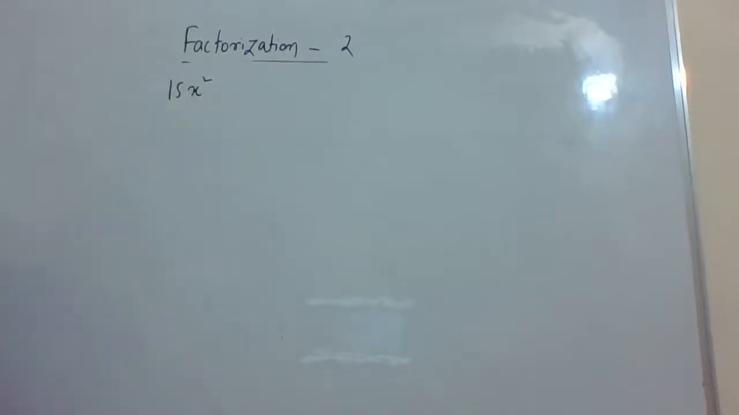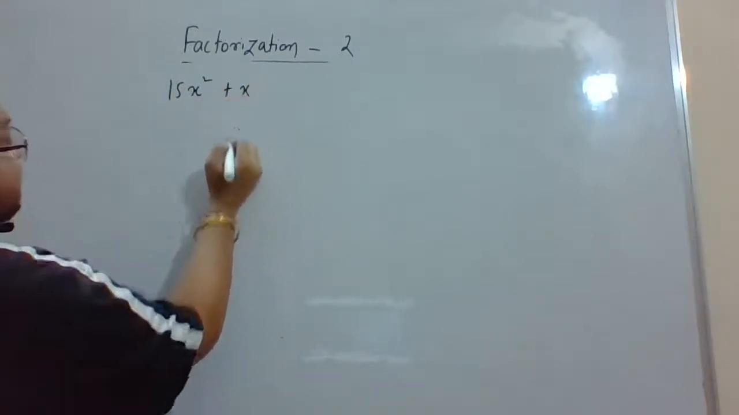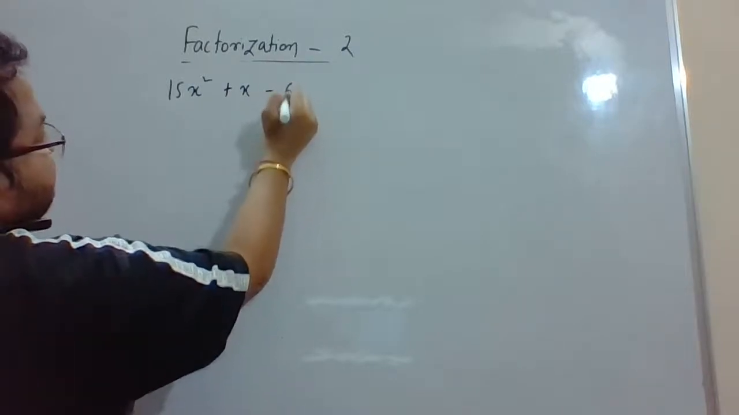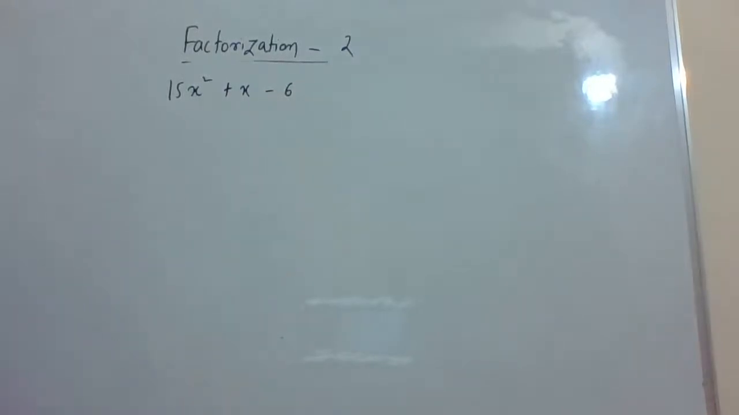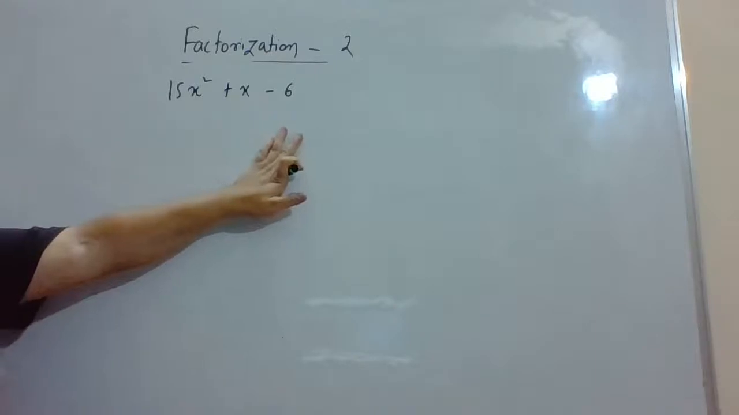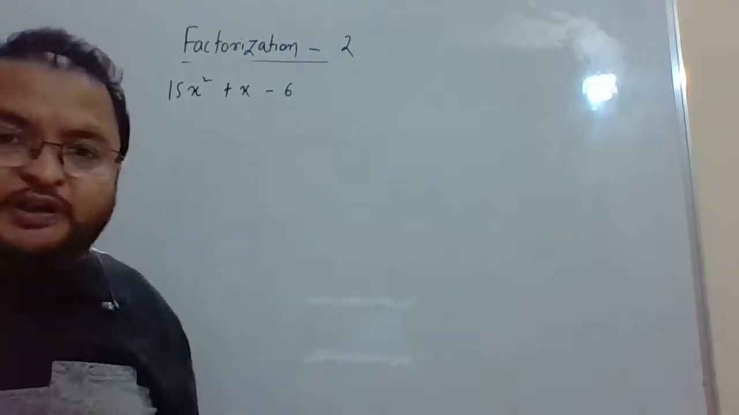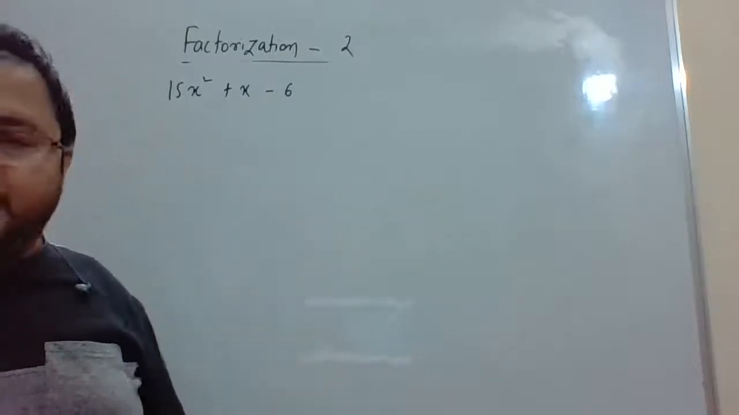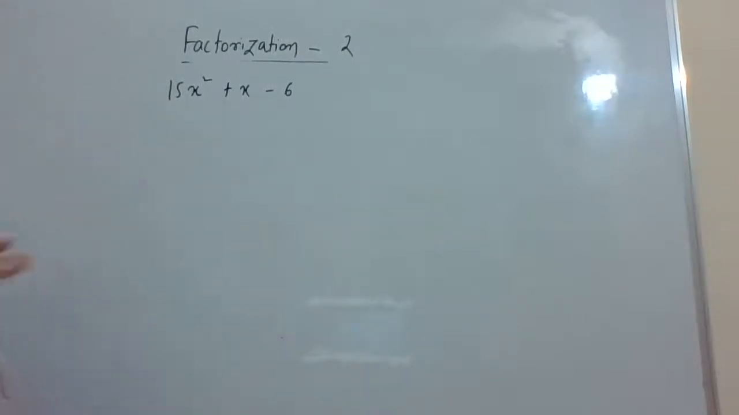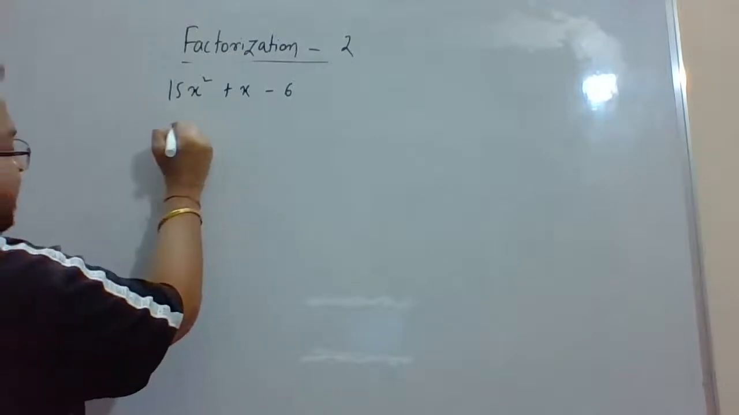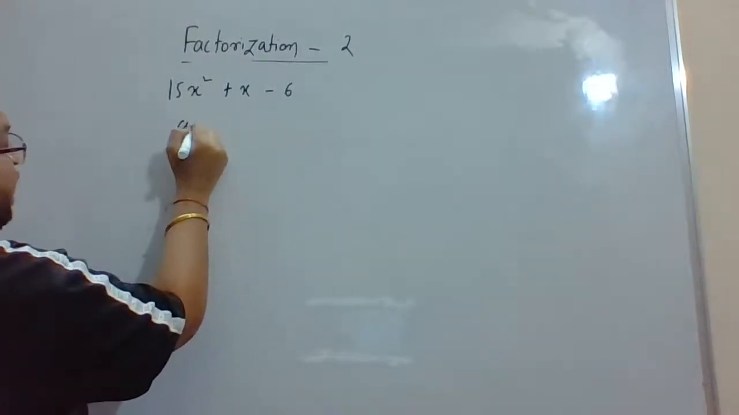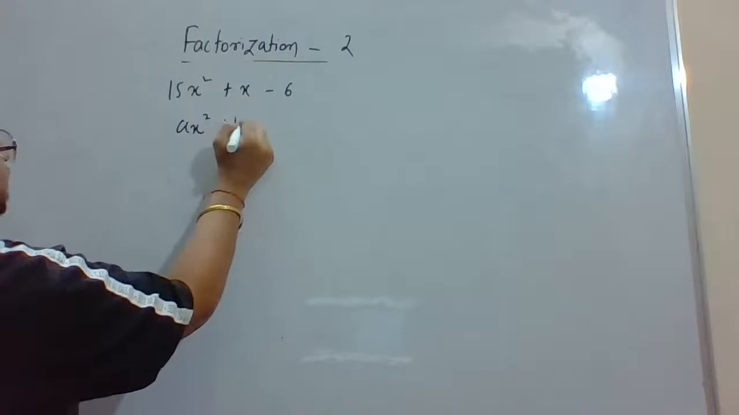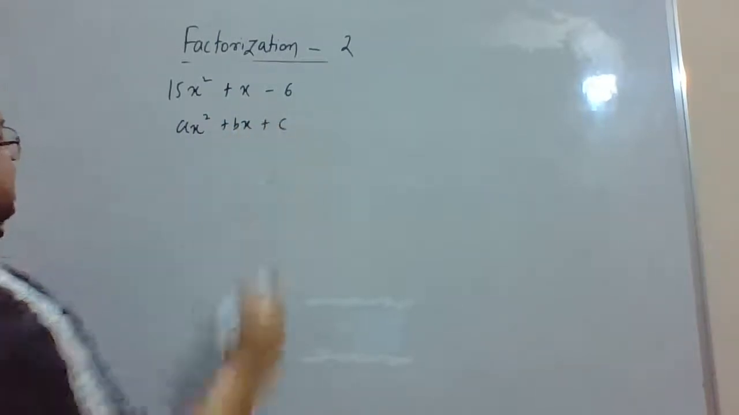Say this is what is given in the question: 15x squared plus x minus 6. If you see here, I cannot really use the sum and product type in this question. So if I cannot use sum and product type, what we tend to do is, say the expression is of the form ax squared plus bx plus c.